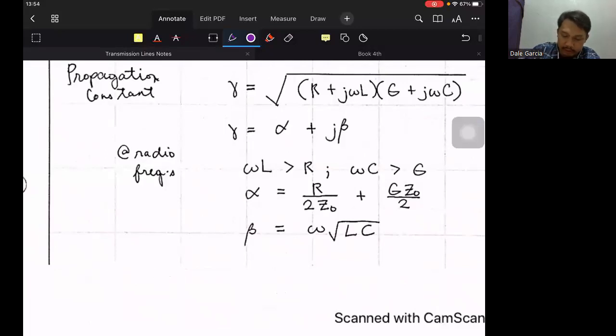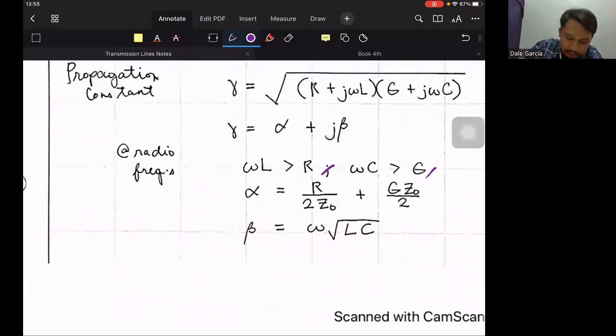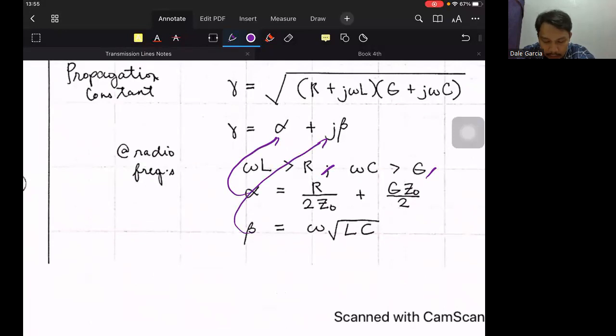At radio frequencies, we could make this approximation. How do we know at radio frequency if the conditions are satisfied? When omega times L is greater than R and when omega times C is greater than G. We can then substitute for alpha and beta. Alpha is equal to R over 2 times the characteristic impedance plus G times the characteristic impedance over 2. And beta is equal to omega times the square root of LC.